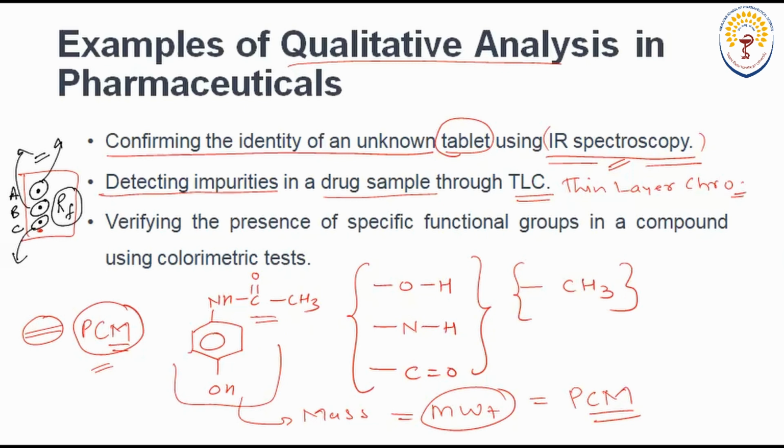Another thing we can do with qualitative analysis is verify the presence of specific functional groups in the compound by using colorimetric tests. These tests identify the different kinds of functional groups that are present.